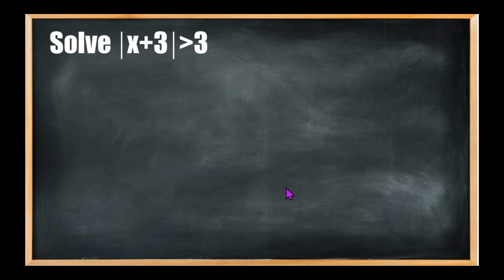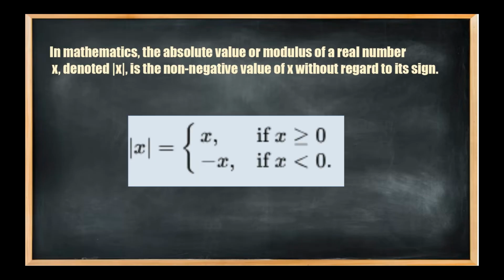Hello, in this video we are going to solve an inequality, and this inequality has an absolute value as well. Before we solve this equation, let's see what the absolute value is. In mathematics, the absolute value is denoted with pipes like this: pipe x and then the pipe. It's also called modulus, and it's the non-negative value of x with regard to its sign.